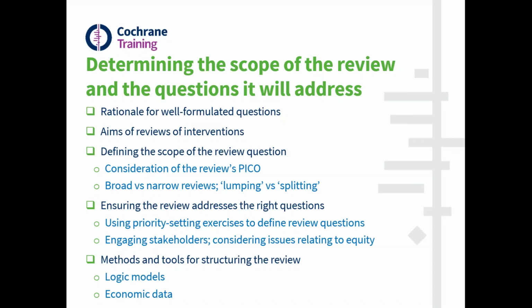And then we've got advice on methods and tools which help you structure the review. So logic models have an explicit mention in this chapter, so definitions of logic models are here, and then later on in chapter 17 on intervention complexity, there's a diagram and a worked example. And economic data again is highlighted here, but as you'll have no doubt spotted, we've got a chapter on that later on in the book as well.